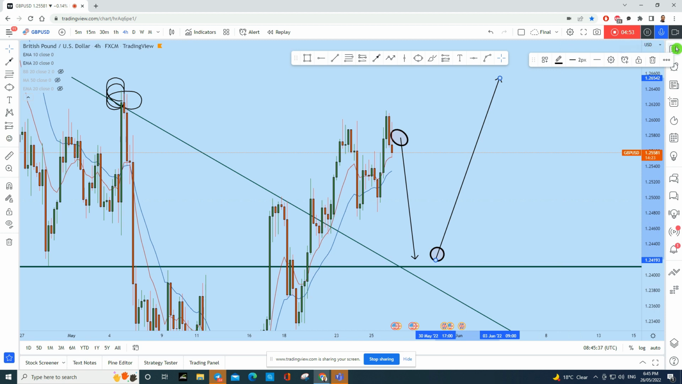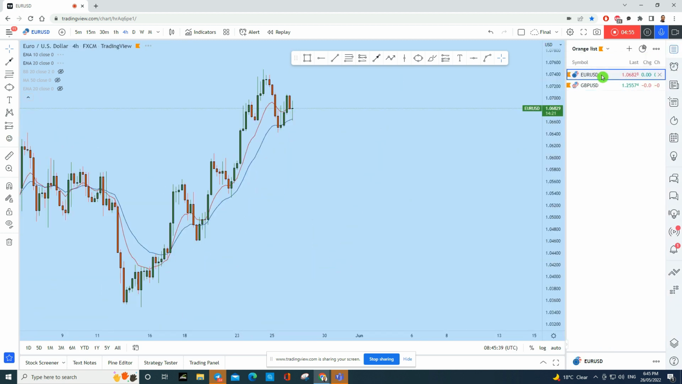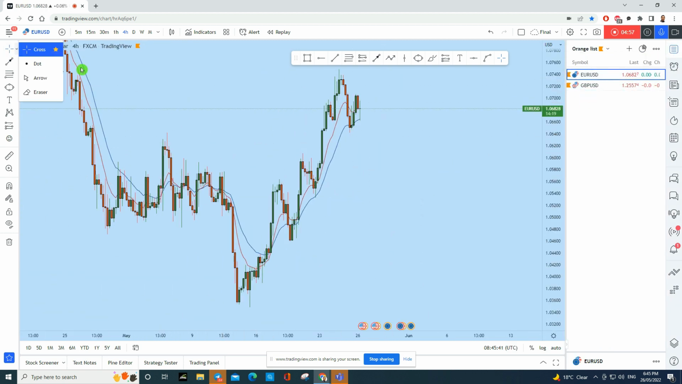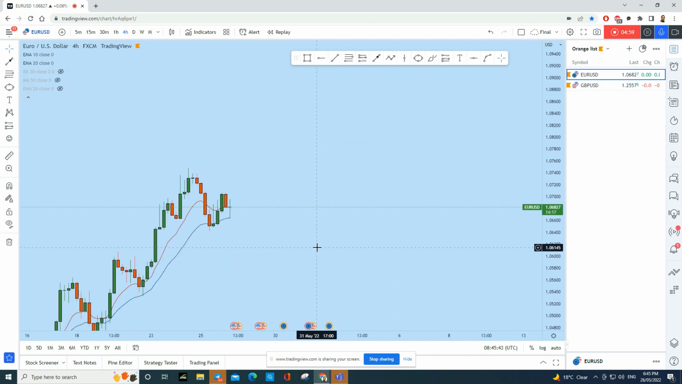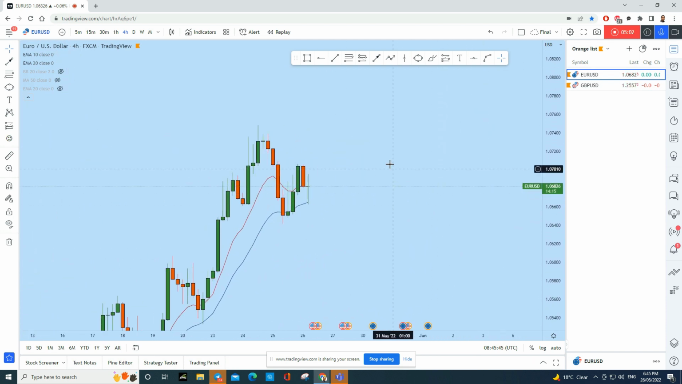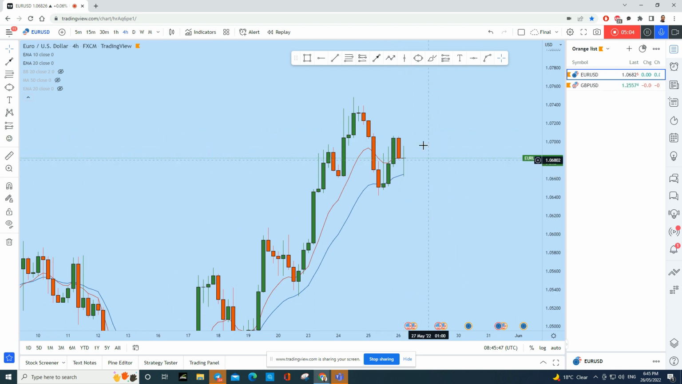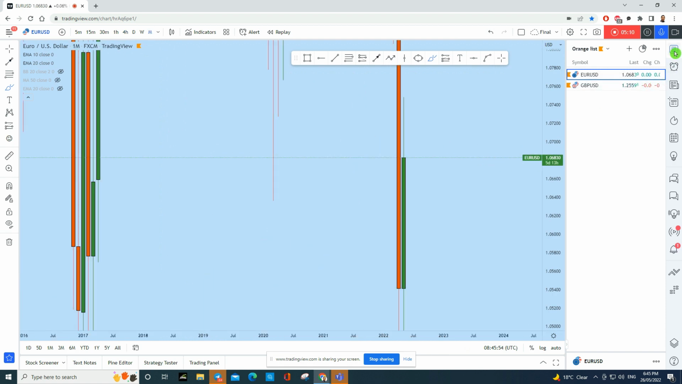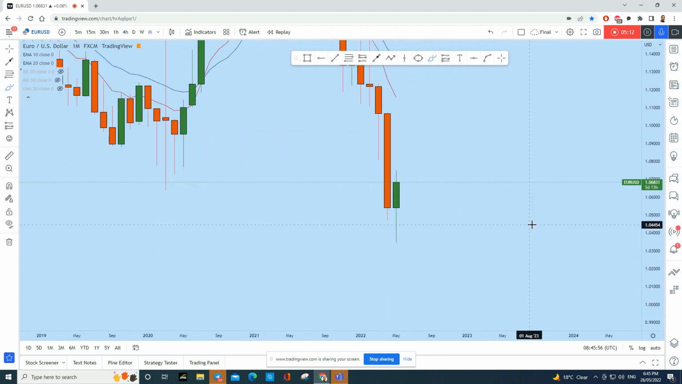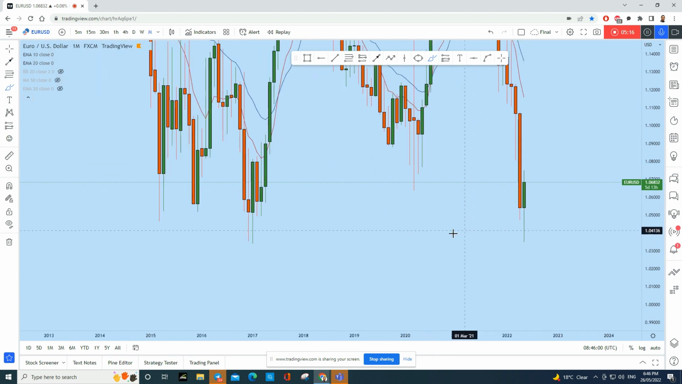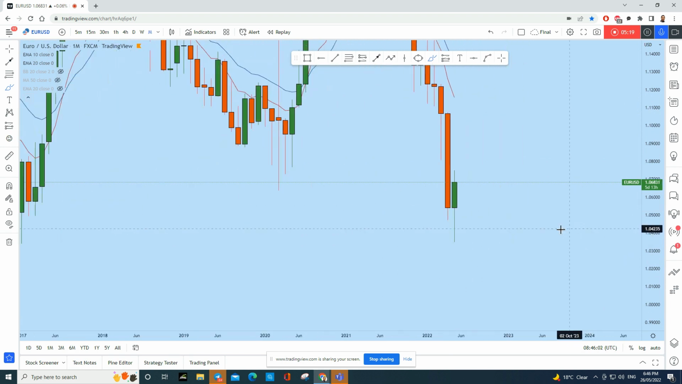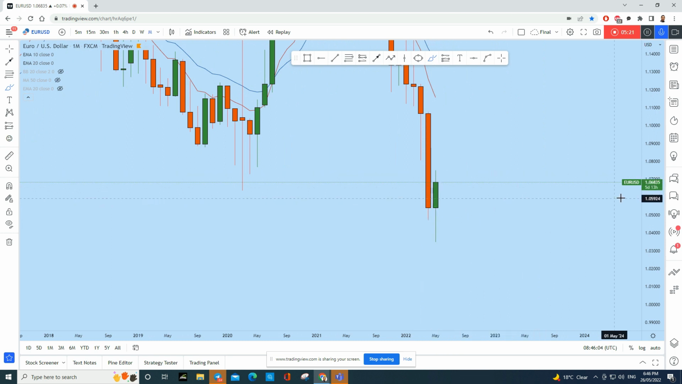Now let's go to the euro dollar and see how it is doing. As you have seen, this 4 hour candle is closing just after 15 minutes, and we see the same kind of pattern: euro dollar is creating a doji candle here. If you look at the bigger picture, it is a little bit of a different picture from GBPUSD. We see that euro dollar has already been rejected from this monthly support, and a green candle has been created, though it is still not closed.